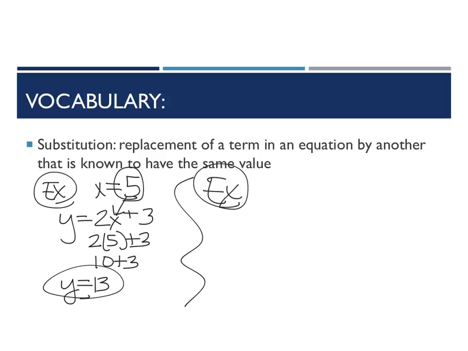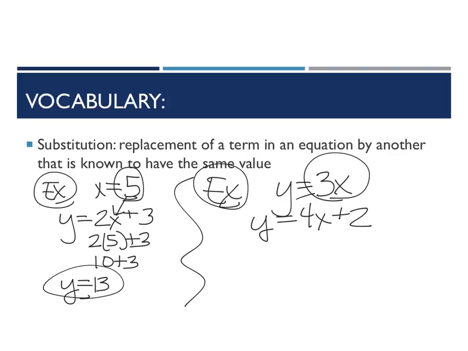Another example would be what you worked towards when you first started doing algebraic substitution on linear systems, something like this. If y equals 3x, then you can put 3x in the place of that y and write out an equation where you can then find the value of x. We won't finish that one, but that's the idea.